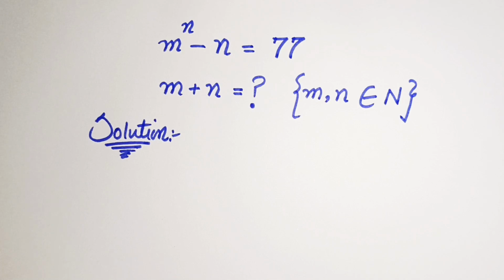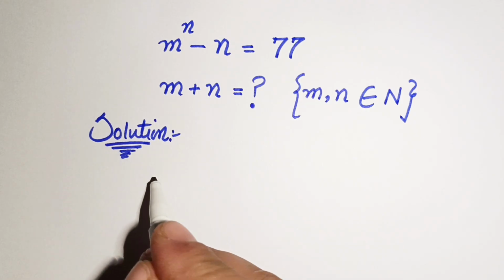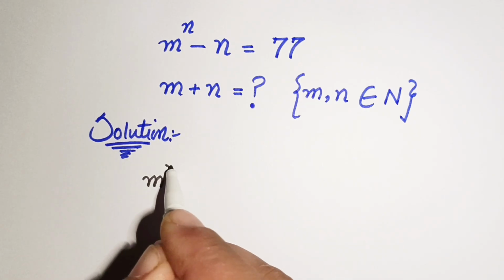Today we have a nice exponential problem, that is m to the power n minus n is equal to 77. So we have to find the value of m plus n. But remember that m and n belong to natural numbers. So starting our solution, that is m to the power n.